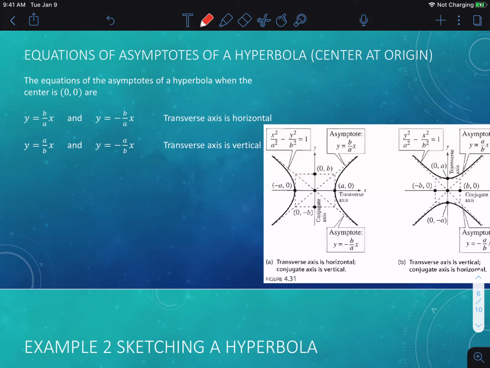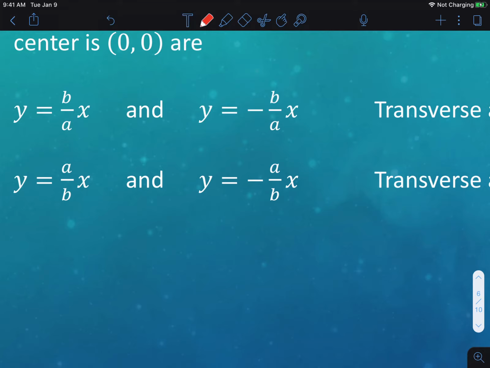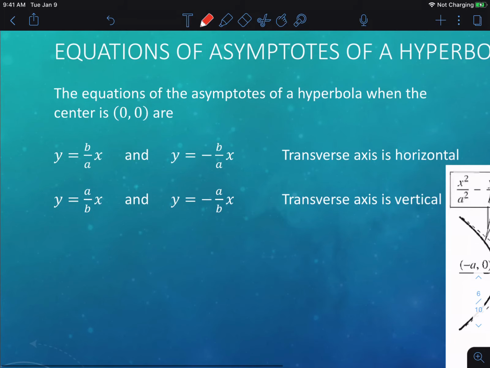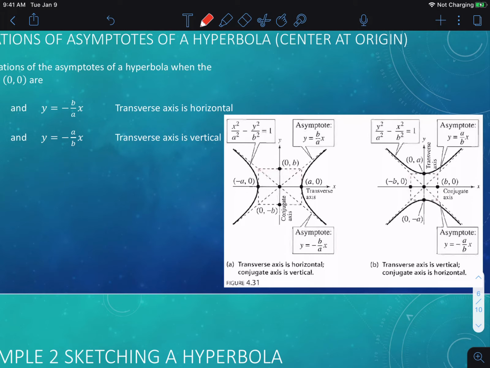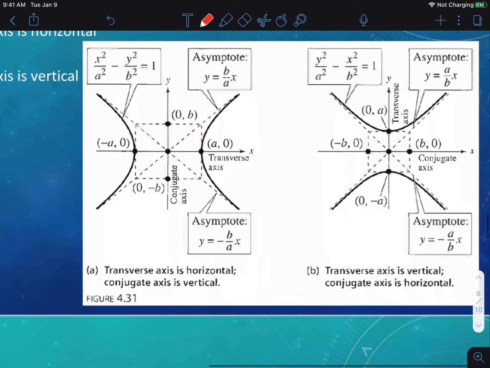without the b. So m is going to be, when the transverse axis is horizontal, a slope of b over a and negative b over a, and that's going to be the slopes for the line that is the asymptote of the hyperbola. When the transverse axis is vertical, then the slope is going to be a over b, not b over a. And so we have a over b and also negative a over b, creating the asymptotes of our hyperbolas.